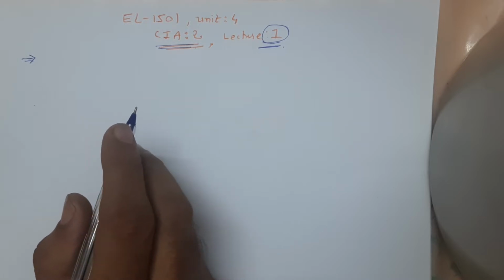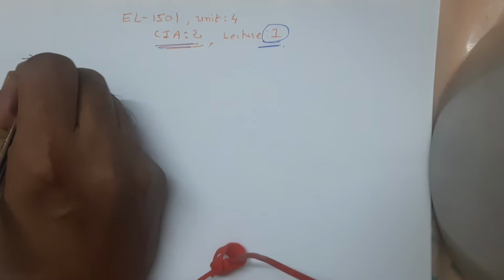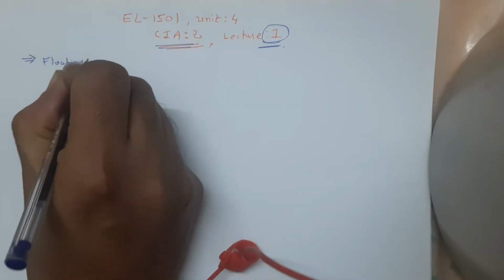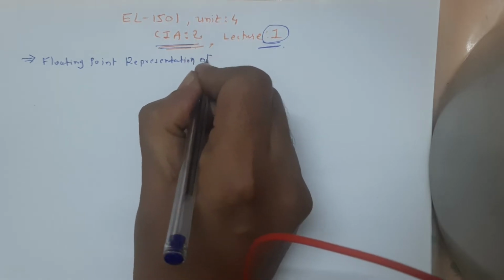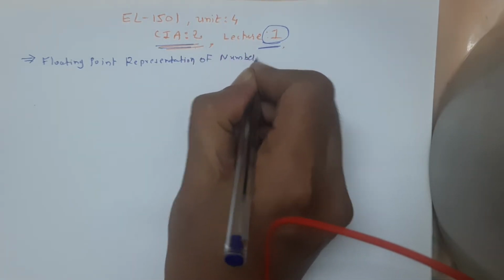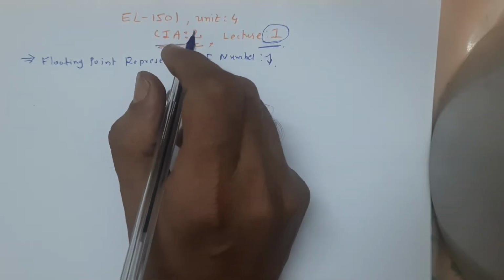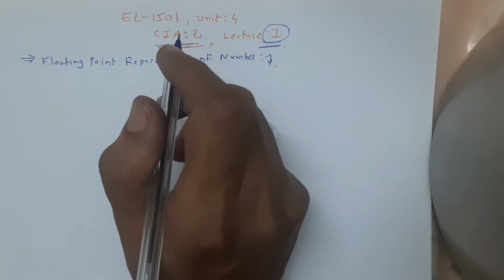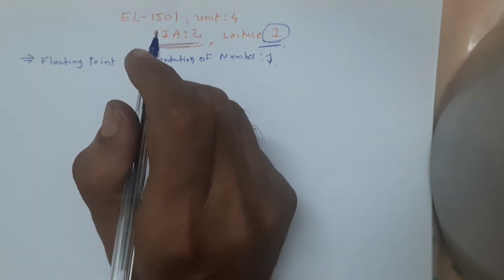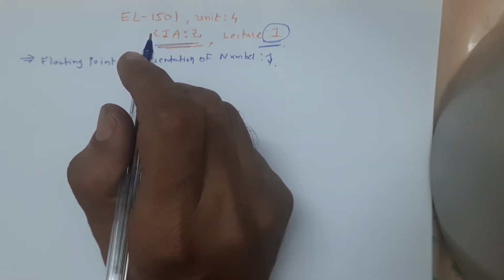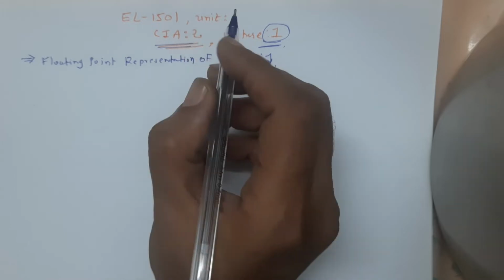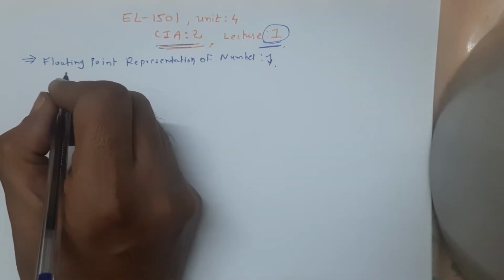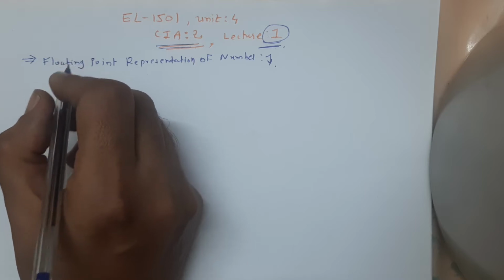Our topic is floating point representation of number. In the decimal number system, very large and very small numbers are expressed in scientific notation. For example, the decimal number. We will discuss everything with the help of examples.